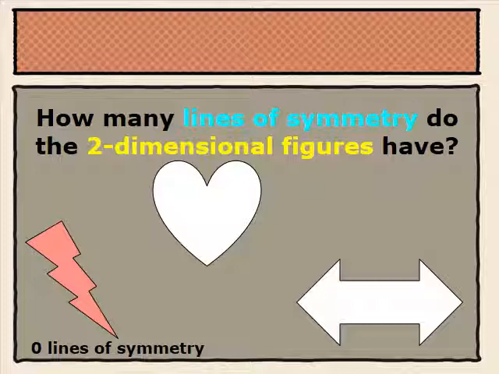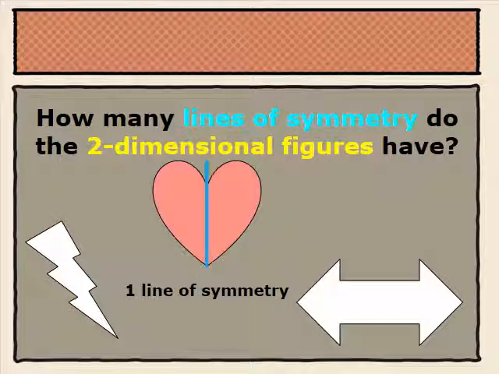Now we will look at the heart. How many lines of symmetry does the two-dimensional figure have? The heart has one line of symmetry. We know that it has one line of symmetry because it gives us a mirror image from the left and the right side. Now we'll look at our arrows.